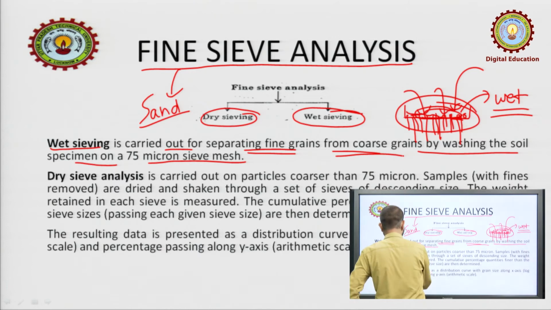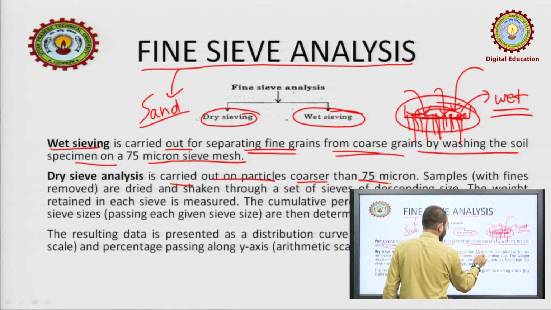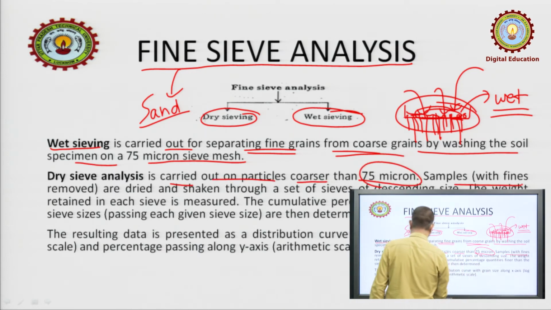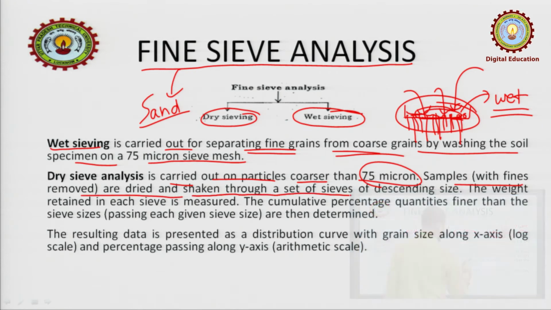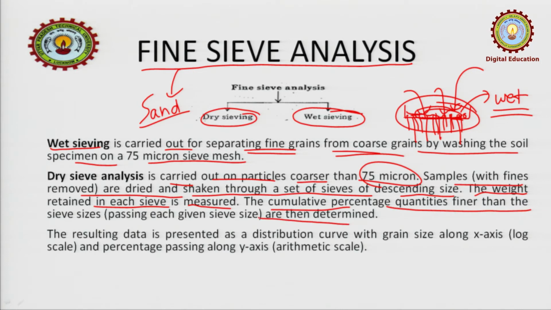And dry sieve analysis is carried out on the particles coarser than 75 micron. Samples with fines removed are dried and shaken through a set of sieves of descending size. The weight retained on each sieve is measured. The cumulative percentage quantity finer than the sieve sizes is then determined. The resulting data is presented as a distribution curve, grain size along the x axis, percentage passing along the y axis.